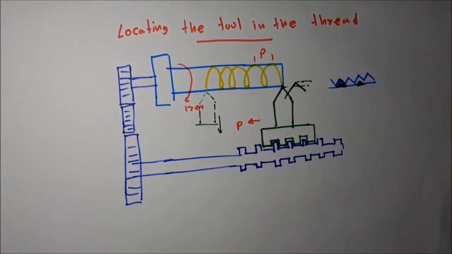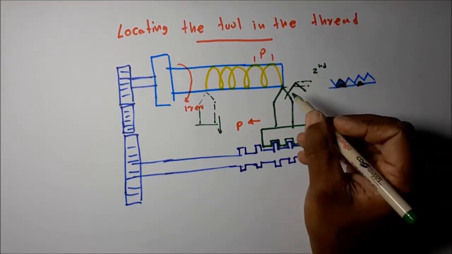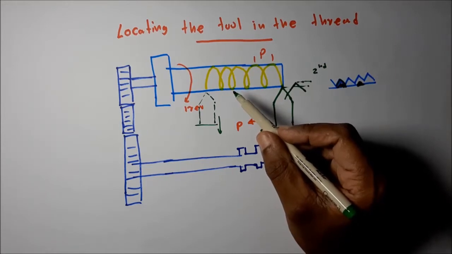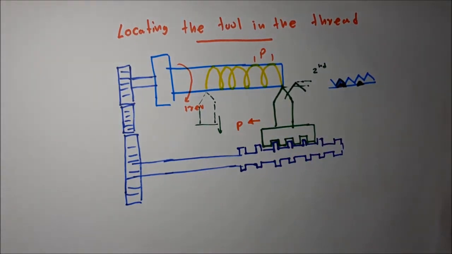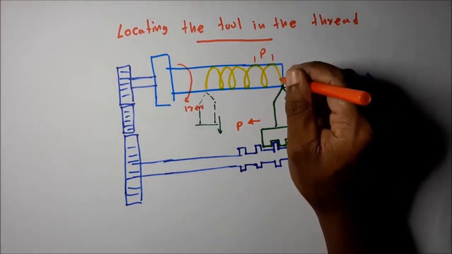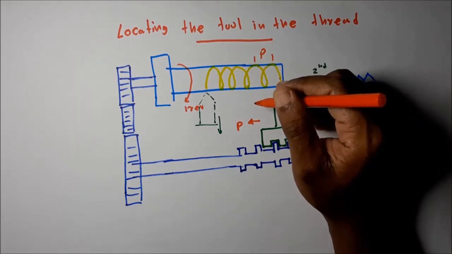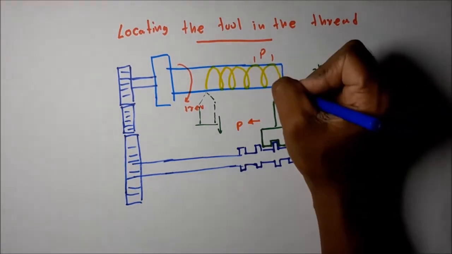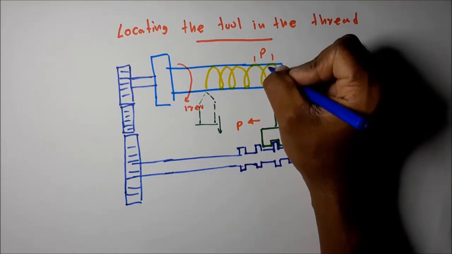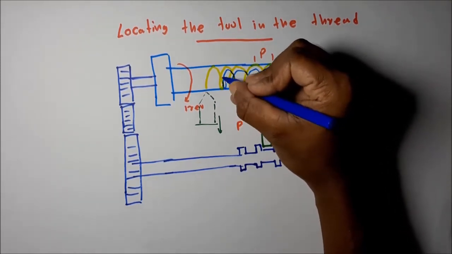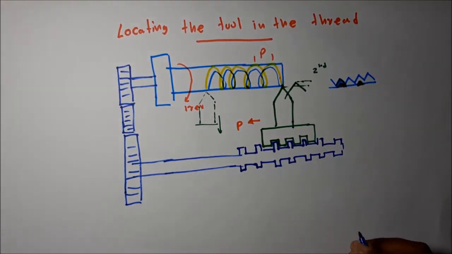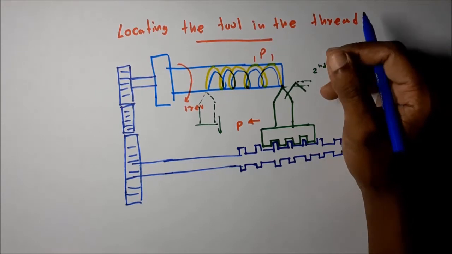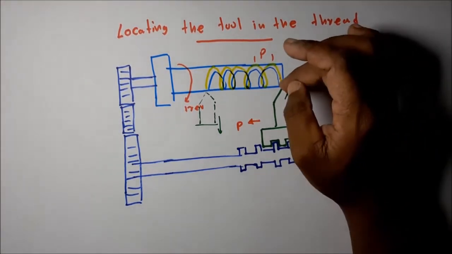The major thing in this process is that for the second cut, the tool should align to follow the same path we previously cut. What happens if not? It will follow some other path. If it starts from somewhere nearby, it will follow this kind of path. Then the entire thread may spoil. It will cut another thread, not the previous thread. The entire workpiece may be spoiled, useless. So that alignment is very important.